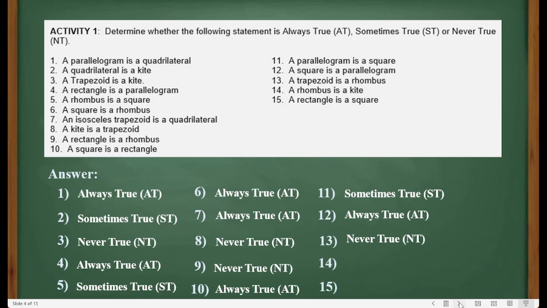Never true. 14, a rhombus is a kite. Never true. And finally, 15, a rectangle is a square. Sometimes true. So if you don't have any more question, we now go to the next slide.